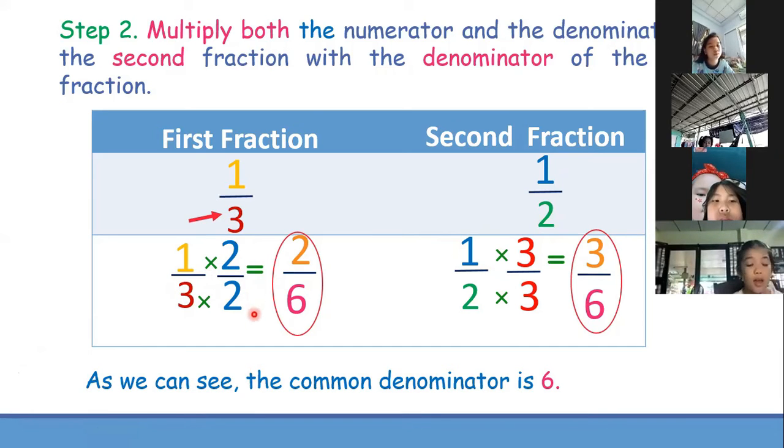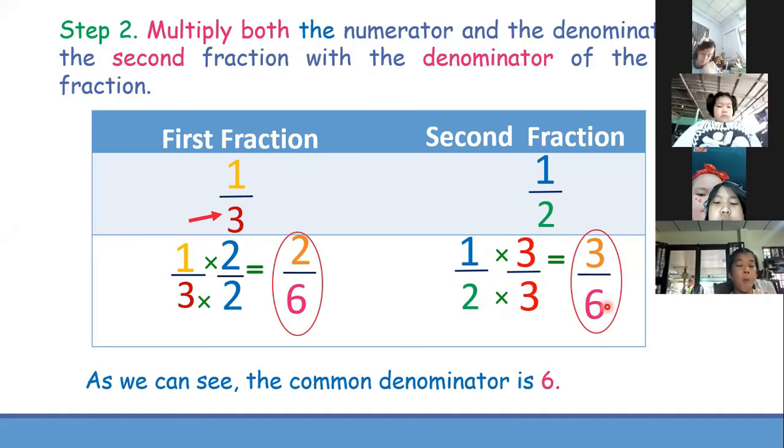Okay? What about here? The second fraction, we have 1/2 multiplied by 3. Where do we get 3? We get 3 from the denominator of the first fraction, 3. So 1 times 3 equals 3. 2 times 3 equals 6.